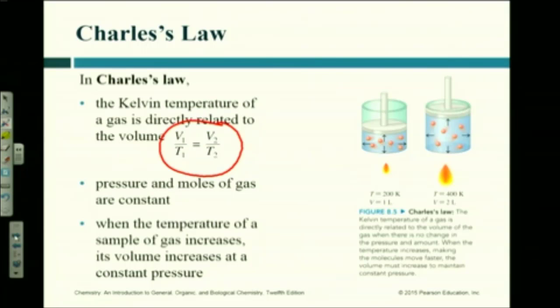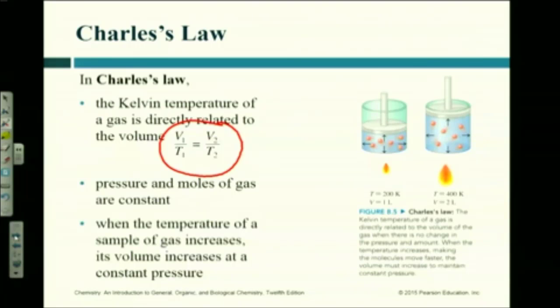So what happens to the volume if you increase the temperature? Well, if I increase the temperature, the pressure wants to go up, right? But in order for the pressure to stay the same, I can change the volume. So now, temperature and volume are directly related. Anytime you see a ratio equal to a ratio, that means as one goes up, the other one goes up. So as the volume goes up, the temperature goes up. Volume goes down, temperature goes down.